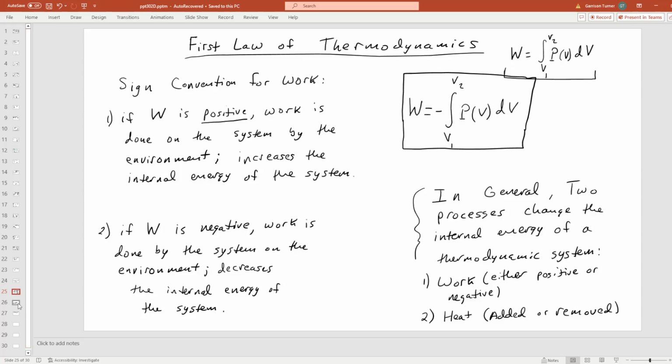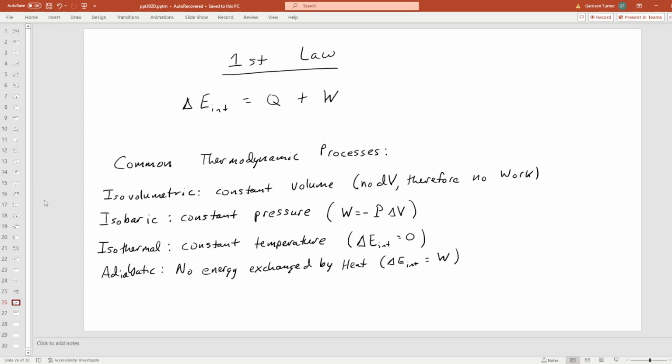This brings us directly to the first law of thermodynamics, which says the change, it can be either positive or negative, the change in internal energy is equal to the heat that is added to or subtracted from the system plus the work that's done.